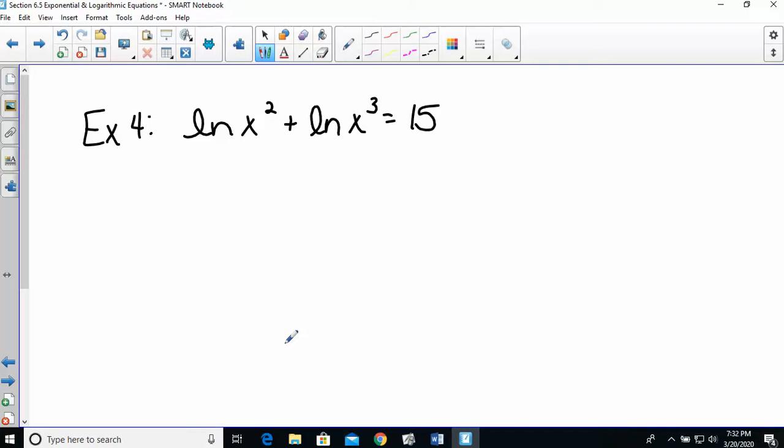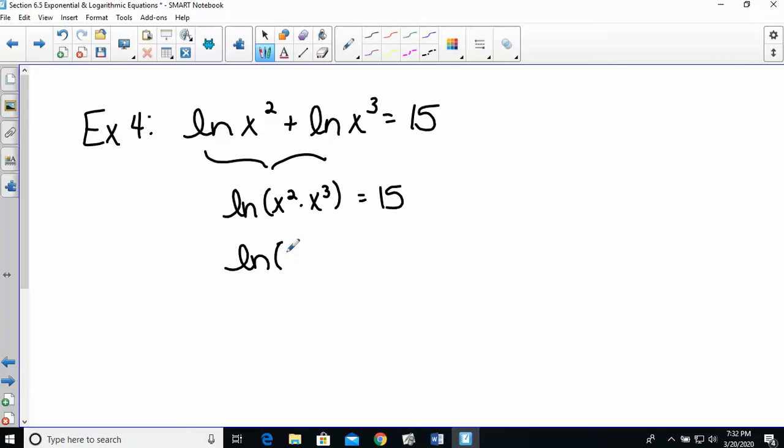Okay. Our properties of logs, or at least the definition of a log, only works if it's just a single log on that side. So I first have to combine these. By the properties of logs, if those logs are added together, that means you multiply their arguments. So we get the natural log of x, and when you're multiplying, you add those exponents, so natural log of x to the 5th.